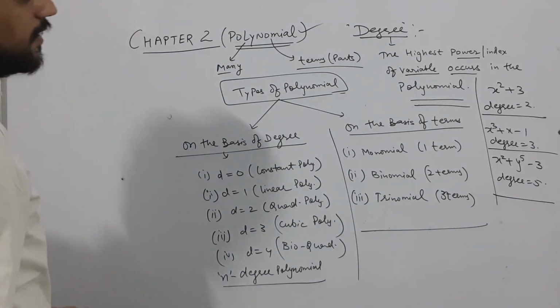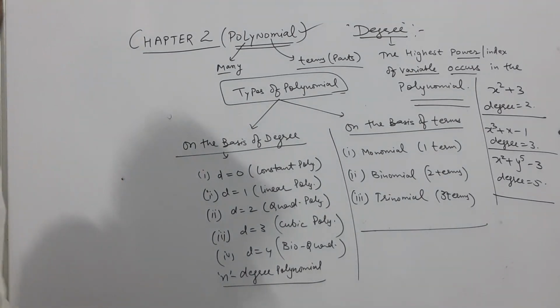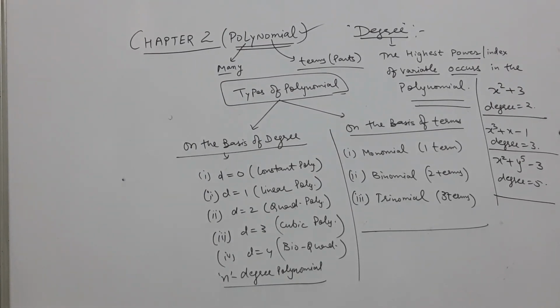So this is about degree and terms of the polynomial. In the next lecture we will cover exercise 2.1.